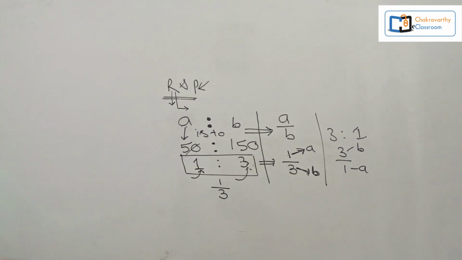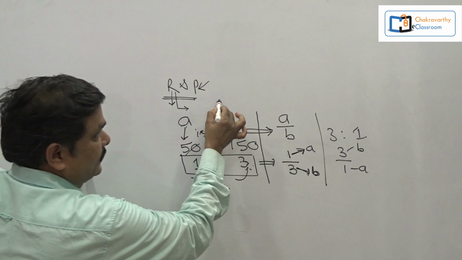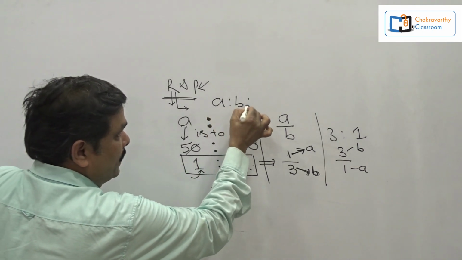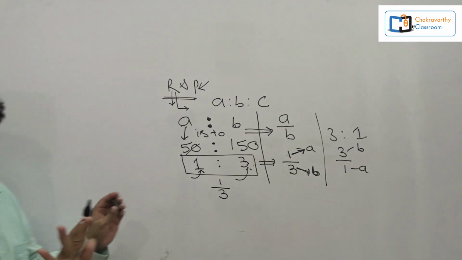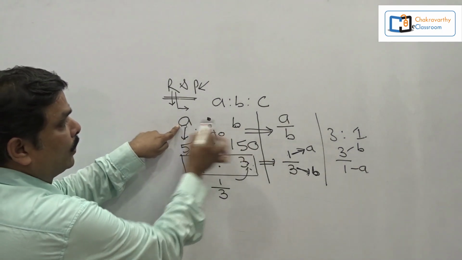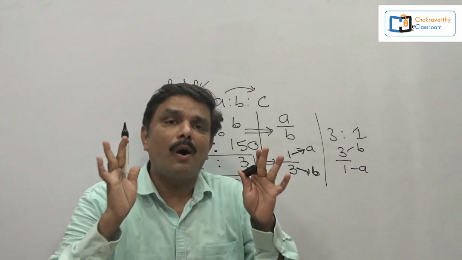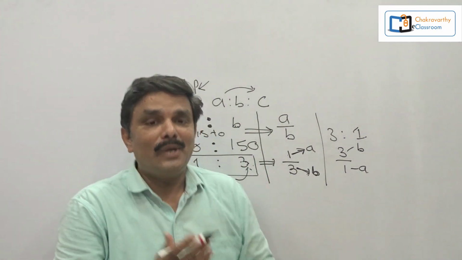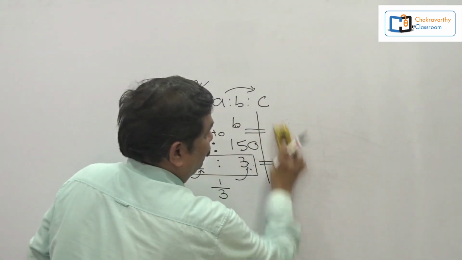Suppose 3 terms are there, 3 persons are there, one more person is also there, for example. In that case, the ratio will become A is to B is to C. Accordingly, it goes. In the ratio, it does not mean that always there are 2 terms only. There can be more than 2 terms also. Remember this one. Now, let us go a step ahead, students. A little more we will go for.